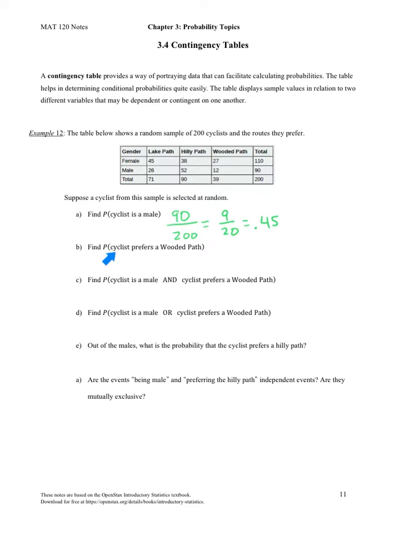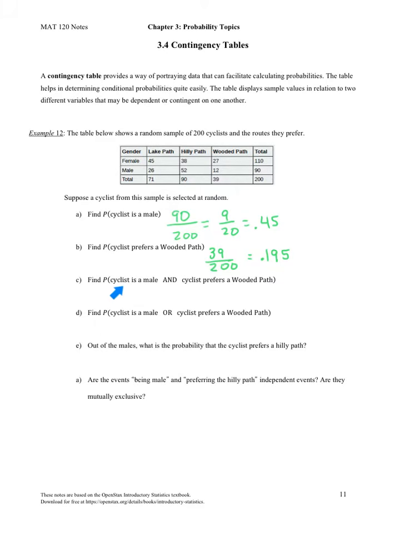Next, we're asked to find the probability the cyclist prefers a wooded path. And if we look, we have 39 people who prefer a wooded path. So that will be 39 over 200. Again, you can leave it as a fraction or a decimal.